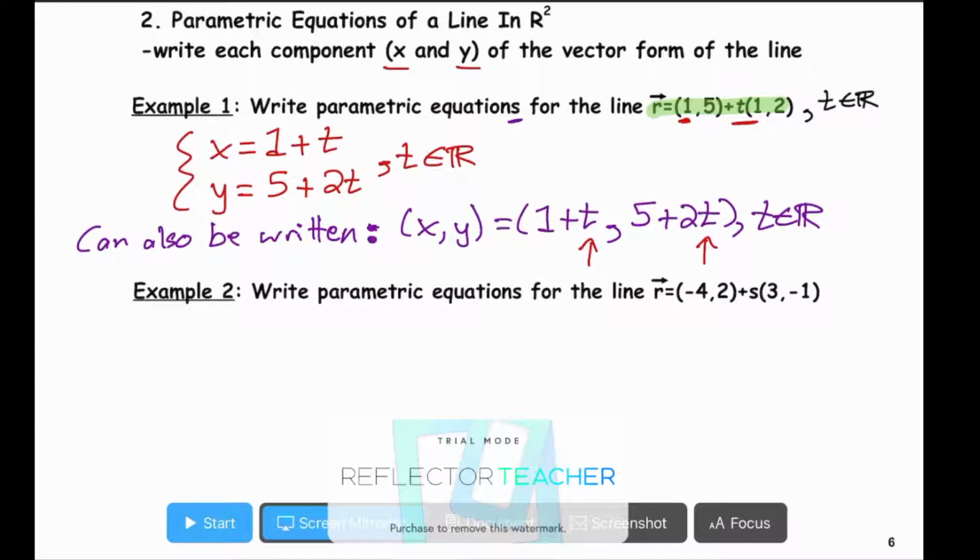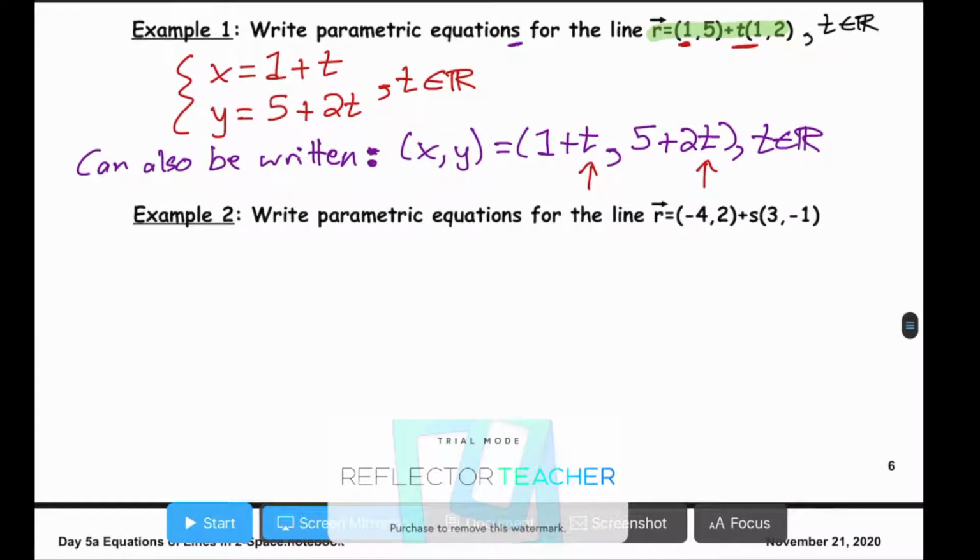All right, let's write parametric equations for another line. So we have another line given here. Once again, we should have defined our parameter here, so I'm just going to add this in. s is an element of the real, so there's no restrictions on it. It can have any real value. Let's write our parametric equations. So x is our x component, -4 plus 3s, and I'll try to make sure my s's look like s's and not 5s. I'll do my best.